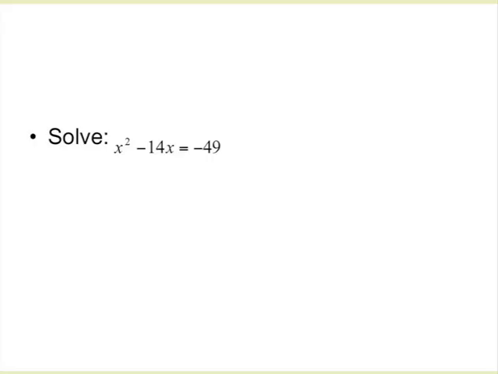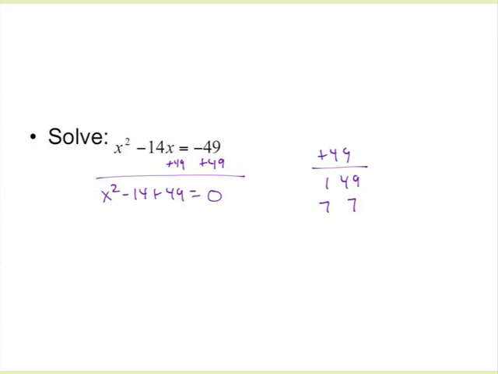This one has stuff on both sides, so I'm going to add the 49 over. And then I want to solve. I want to look for what multiplies to make 49 and adds to make a negative 14. So what would that be? X minus 7, x minus 7. Both minus 7 give us a positive 49 and a negative 14.